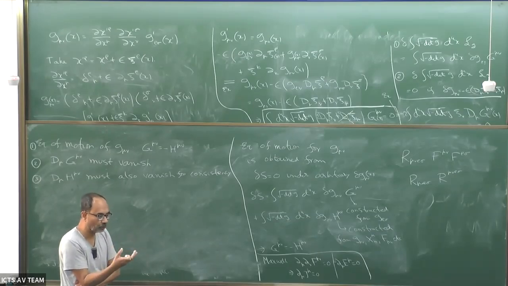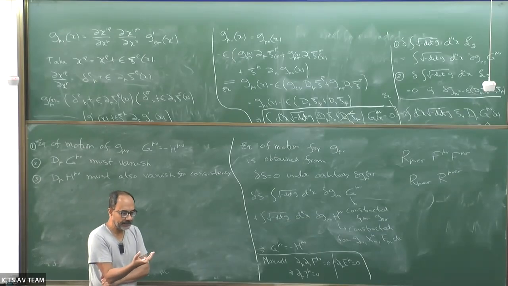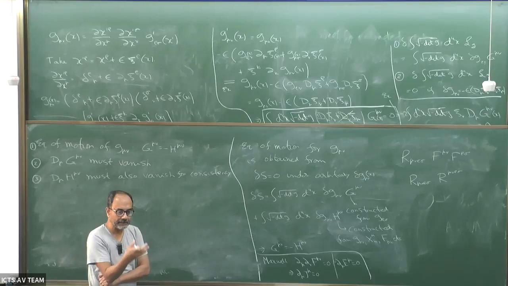Because here the sources will be the energies, and unlike charge, which is always conserved irrespective of whether the equation of motion is satisfied or not, energy is conserved only when the equation of motion is satisfied. That's the reason why you need the equation of motion to be satisfied.